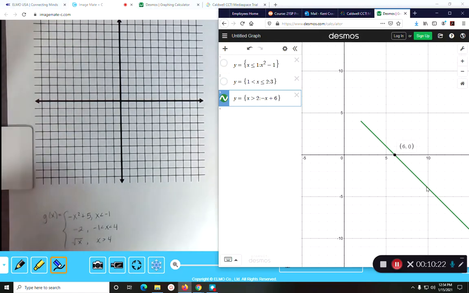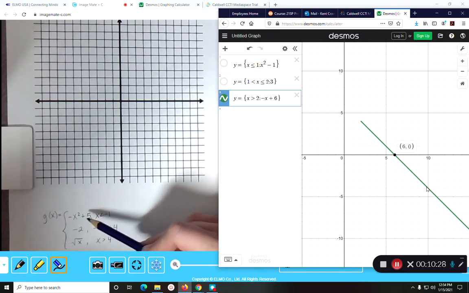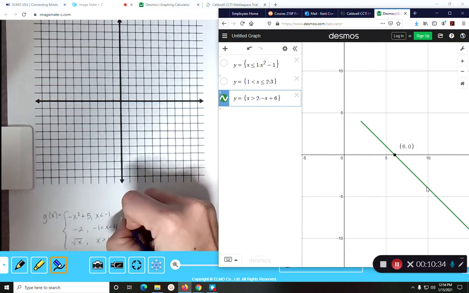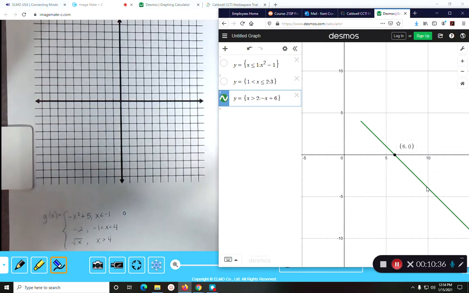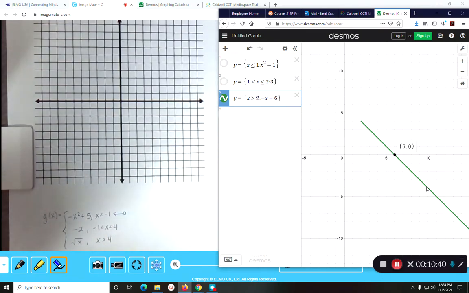Okay. Again, I want to color code. So I'm going to look at my function down here. My first piece is negative x squared plus 5, x is less than negative 1. That is an open circle because there's no equal to. So I know that for blue I'm going to have an open circle, and less than means left, so I'm going to graph that way. Graph in the left direction.